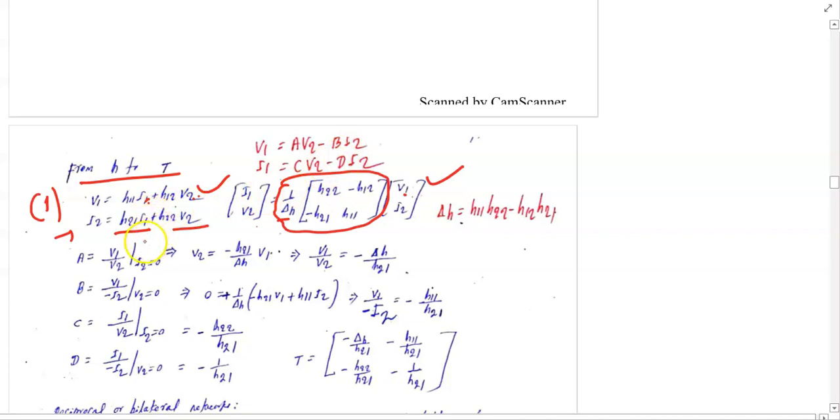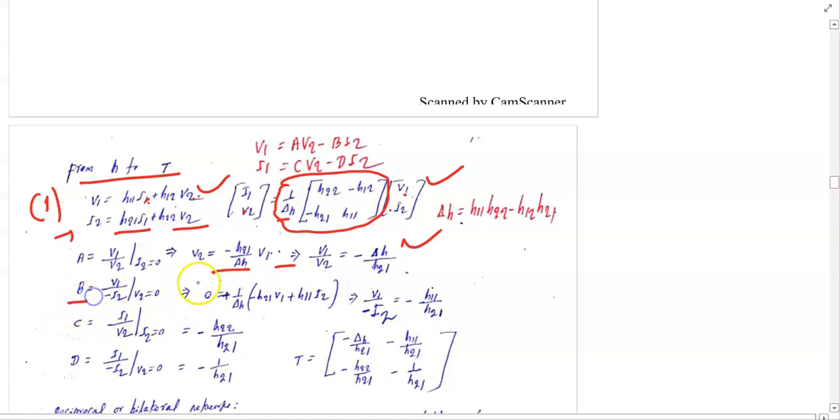V1, V2, I2. Okay, here. When you make I2 0, you have V2 equal to 1 upon del H times minus H21 V1. So V1 upon V2 equals minus del H upon H21.